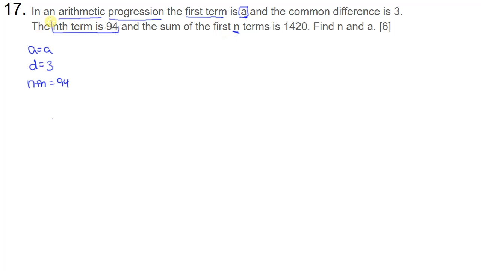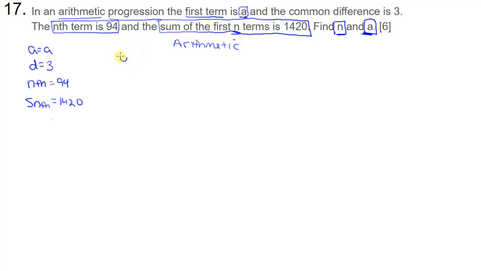Now, that means I don't know what n is, but I do know what that term is. Now, the sum of the first n terms is 1,420. And they want us to find n and a. Now, what they've done is they've basically given us information to where we can write two equations, and they're both going to have n's and a's in them. And then what we're going to have to do is solve them simultaneously.